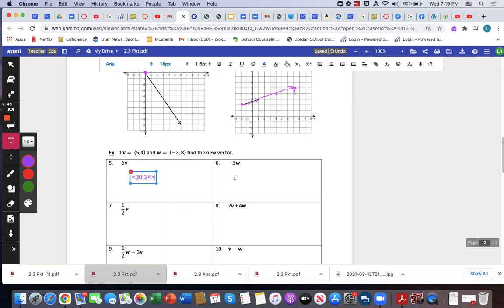Okay, negative 3w. W is negative 2, 8. We're basically just multiplying these by negative 3. So then here we would get 6, comma, oh, don't forget the vector sign, and then negative 3 times 8, negative 24. A half v, we're just going to take half of that. So 2.5, you could put 5 halves if you wanted, and then half of 4 is going to be 2.